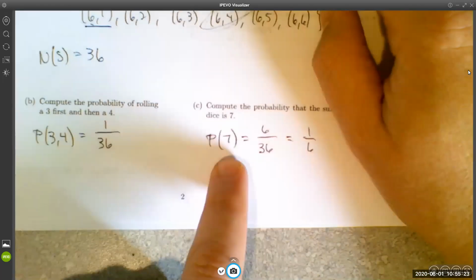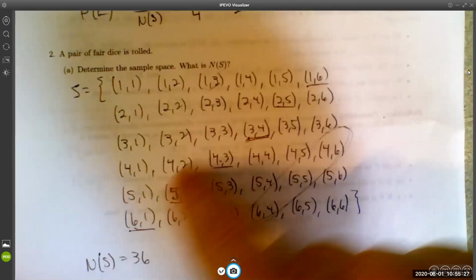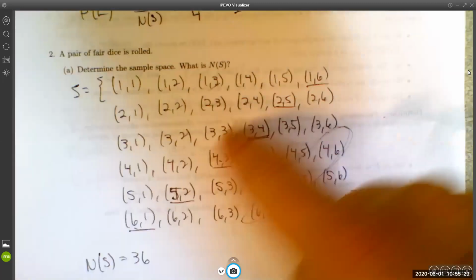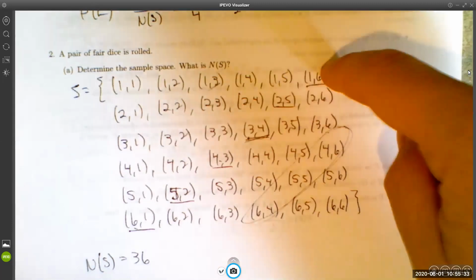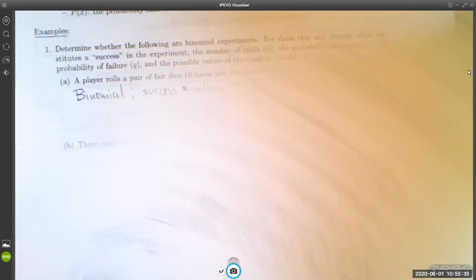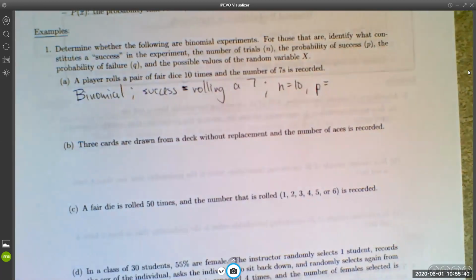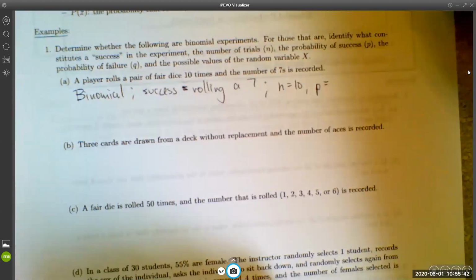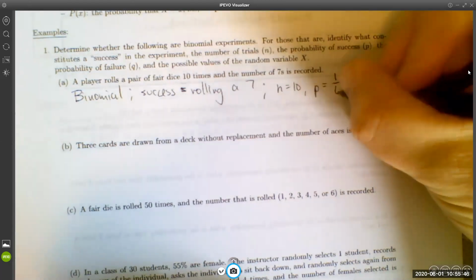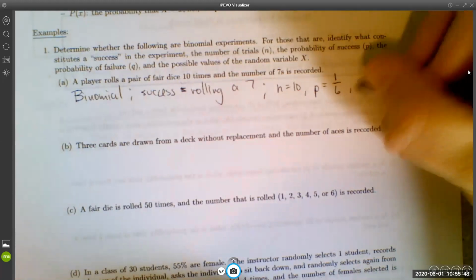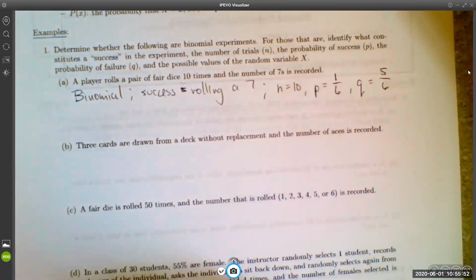Well, we computed that in part C, right? We said it was 6 out of 36, right? All of these are 7s on this main diagonal. So it's 1, 2, 3, 4, 5, 6 out of 36 possibilities. So 6 out of 36, or in other words, 1/6 when you reduce it. So there's the probability of success. That means the probability of failure is 5/6, right?